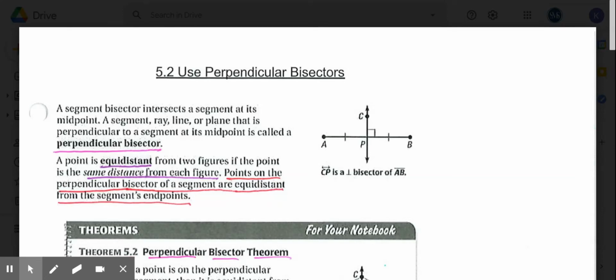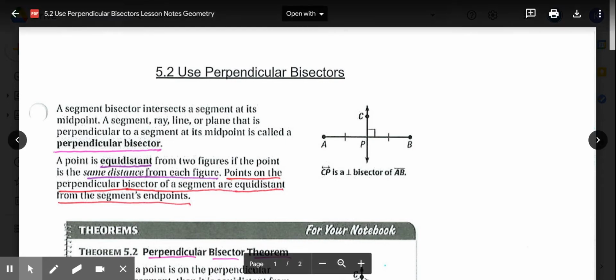Welcome to lesson 5.2, use perpendicular bisectors. So last lesson we looked at the midsegment theorem and coordinate proofs. This lesson we are looking at the idea of perpendicular bisectors.